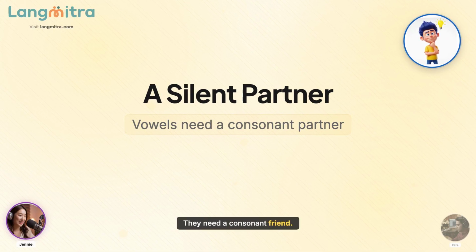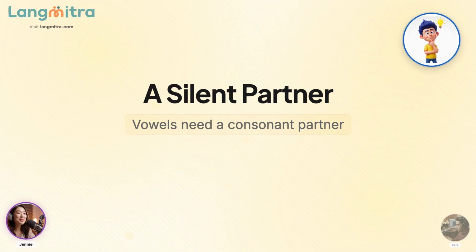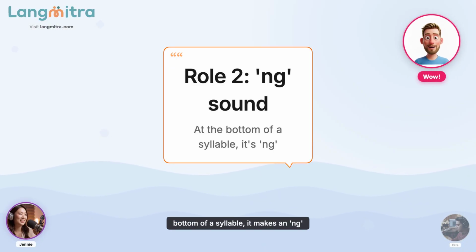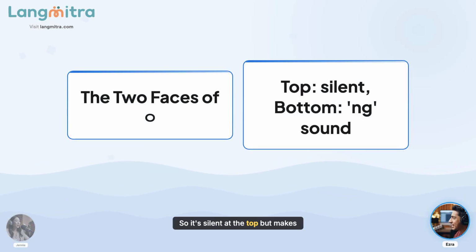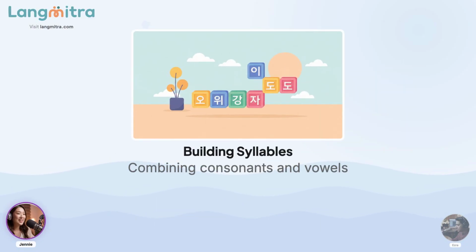They need a consonant friend. When a syllable starts with a vowel sound, ㅇ steps in as a silent partner. But here's the twist. When ㅇ appears at the bottom of a syllable, it makes an ng sound, like in sing. Oh, so it's silent at the top but makes a sound at the bottom? Perfect.